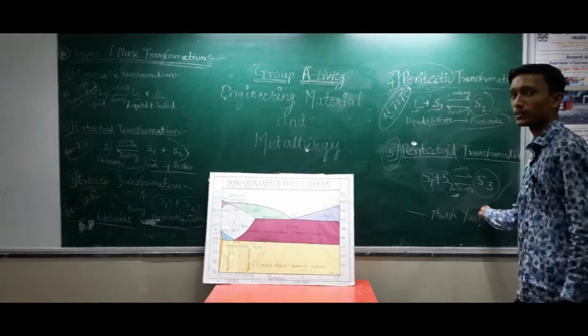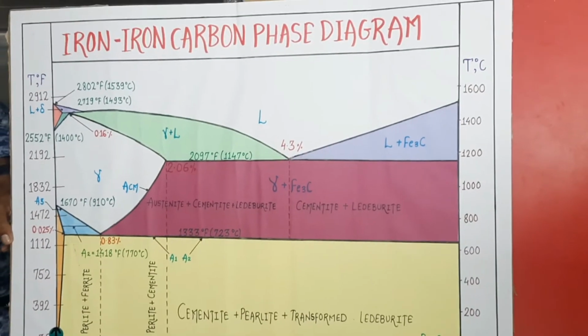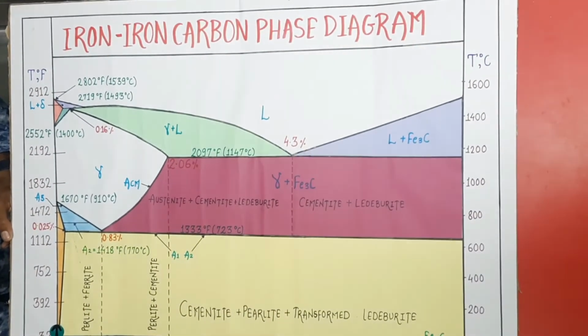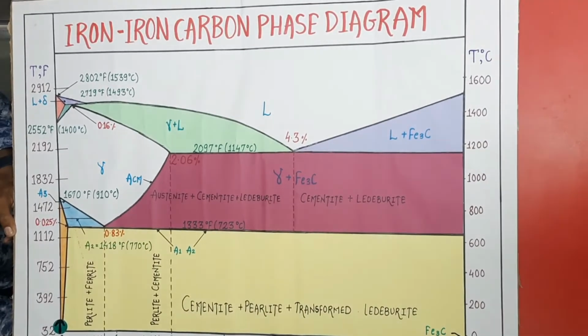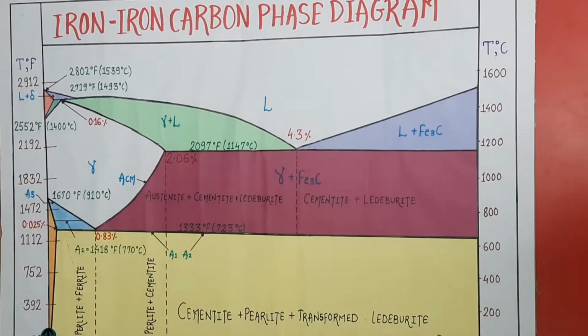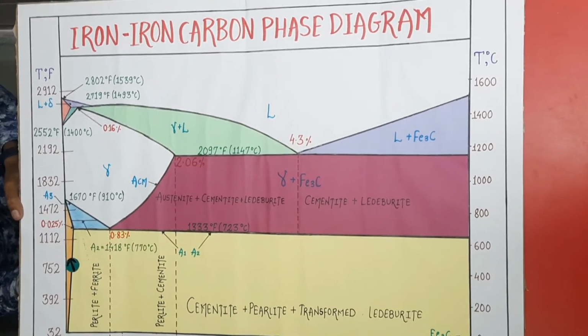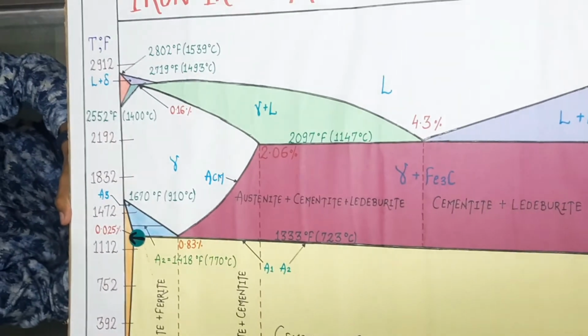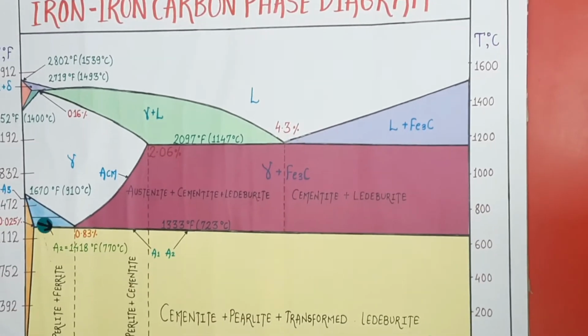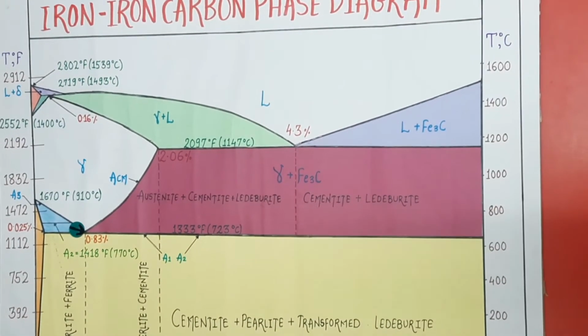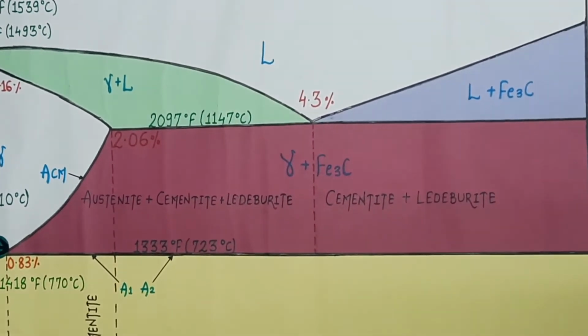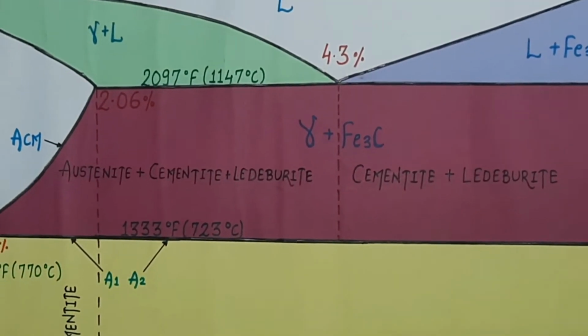Hence, the maximum addition of carbon is about 6.67%. The maximum solubility of alpha is 0.025%. Over here we have 0.8% carbon. We call this point the eutectoid point.